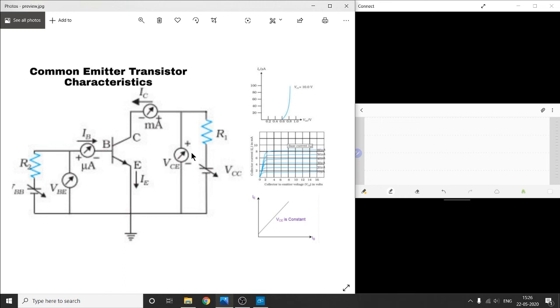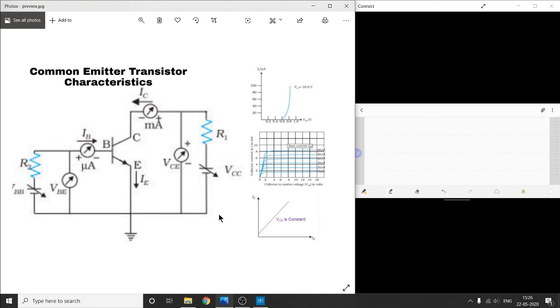Similarly, if you want to perform the third set, you have to put the value of this base current as 30 microampere, and again you will get this third set. Similarly, perform 6 to 7 steps and you will get this type of graph, which is called the collector to emitter voltage graph or output characteristics.